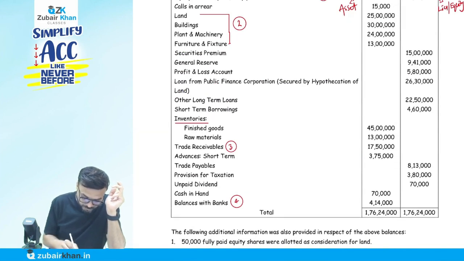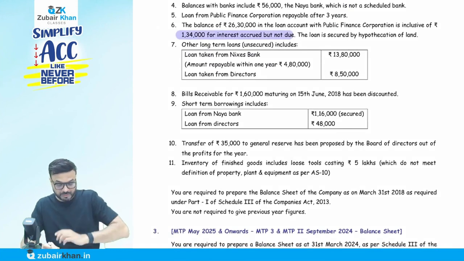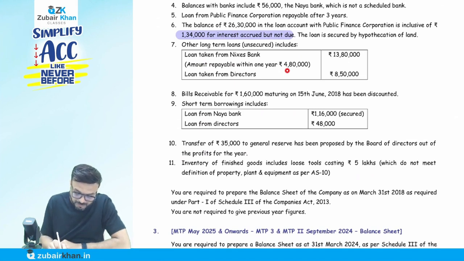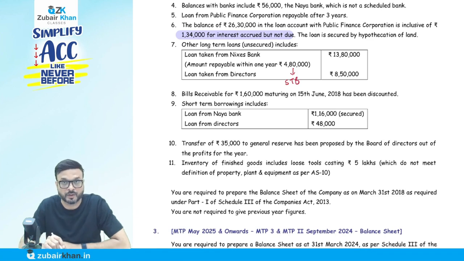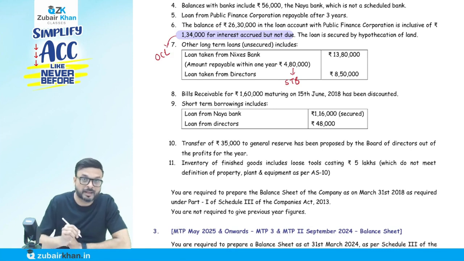Just point number 5 and 6. Okay. Then we have here the other long-term loans unsecured, which includes the loan taken from Nixus Bank, that is 13,80,000. Amount payable within 1 year, 4,80,000. Within 1 year means what? Any principal amount which I am liable to pay within 1 year, this portion will be short-term borrowing. Okay. And here this will come in other current liability.